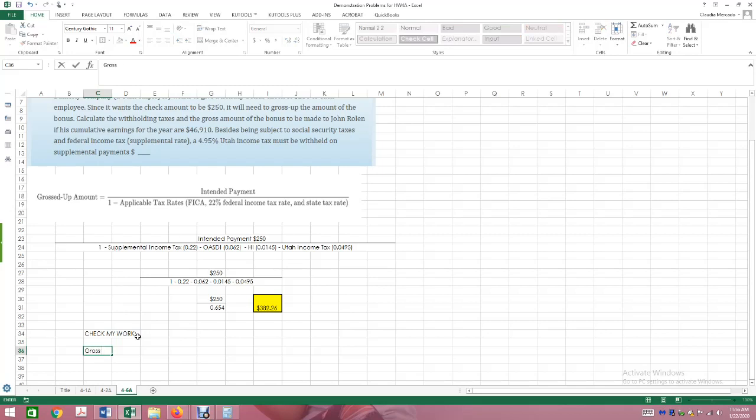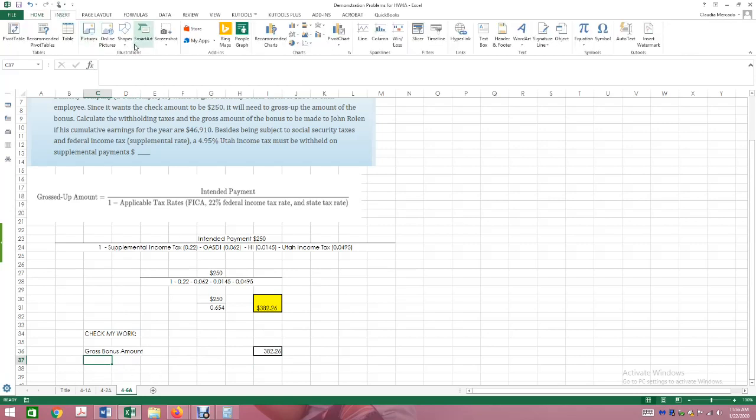Okay, gross bonus amount. Let me do my boxes over here. So my gross bonus amount that I calculated was $382.26. That is coming from the calculation of the formula. Okay, that is coming from right there.